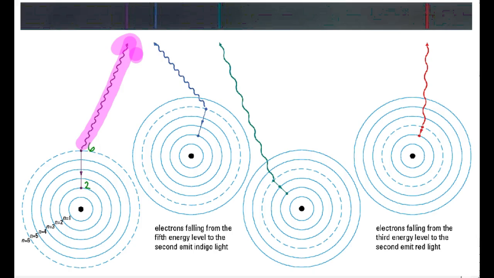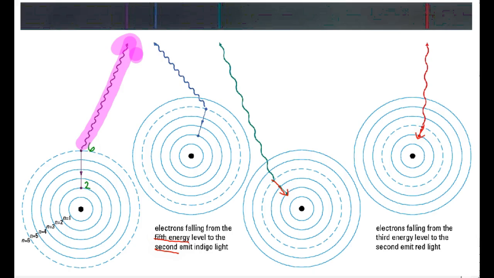So in each of these examples, what you're seeing is a different transition. Here I'm seeing an electron go, in the second diagram over, I can see it says the 5th energy level to the 2nd, right? And there's my indigo light, and so on and so forth. So in each of these examples, you're seeing the electrons make a different type of transition, and based on that transition, we're seeing a different color on our line spectrum at the top.